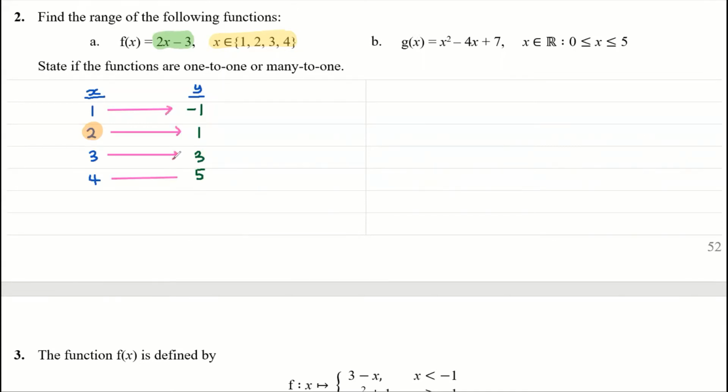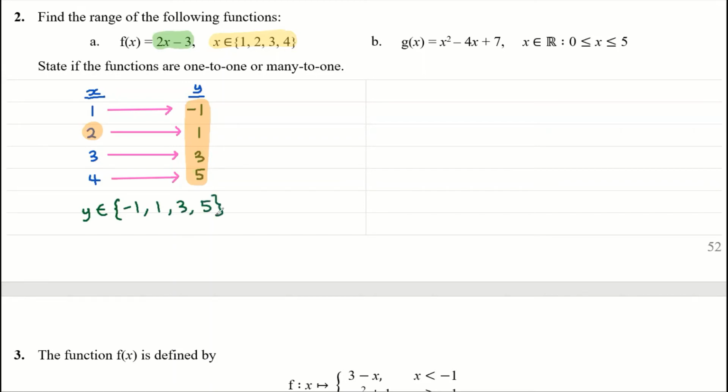And what we need to do is state the range. Now, the range is also a finite set, and it's just a collection of all the objects in the image of our functions. It's the collection of these objects here. So we'll write them as a finite set as the domain was given. So y would be an element. This is our image of the set containing negative 1, 1, 3, and 5.